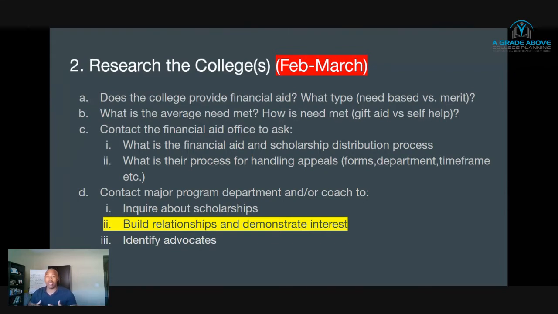So what we mean by that is, is it going to be gift aid, or is it going to be self-help? Gift aid is money that is free. You don't have to repay it. Merit scholarships, grants, things like that. Self-help is things such as work study, student loans, and anything that you have to pay back or come up with through your own efforts. So you want to get an idea of what they provide and how they provide that help or that aid.